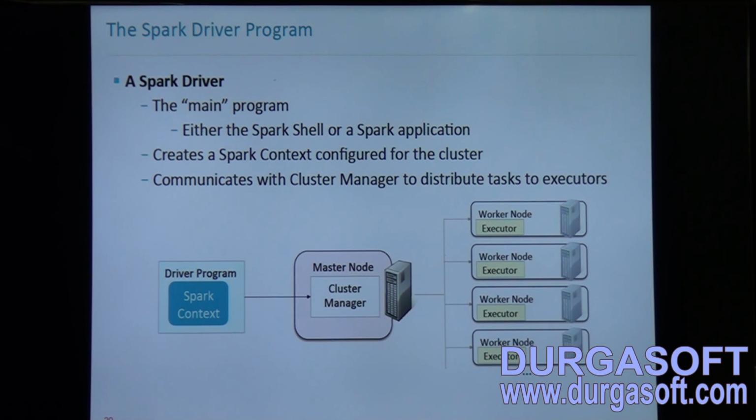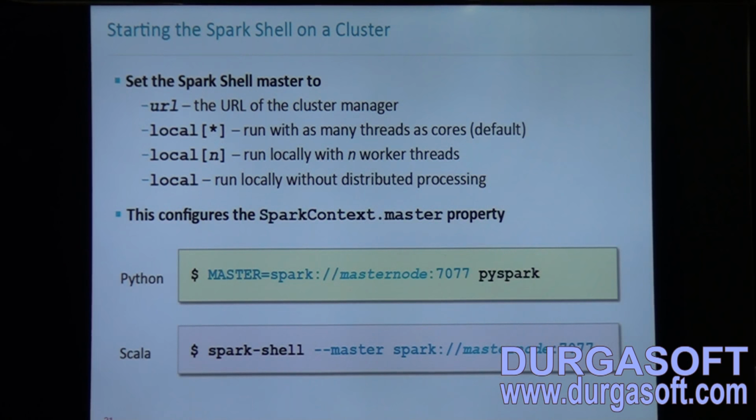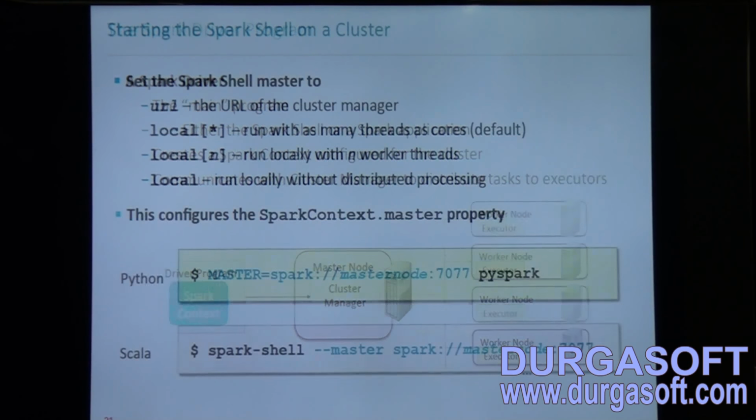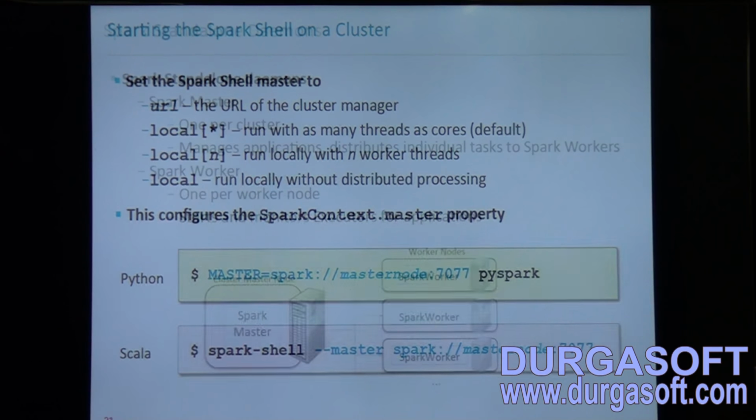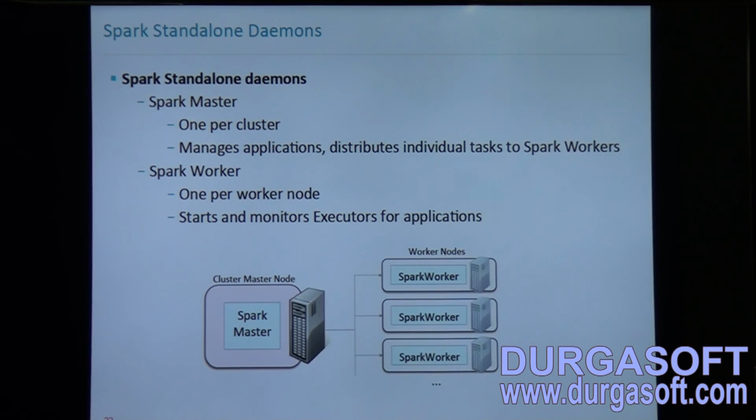So here the main program, either the Spark shell or a Spark application, creates a Spark context configured for a cluster and communicates with the cluster manager to distribute tasks to executors. So executors run tasks. Okay, right. This is the way we start the Spark shell. Set the Spark master. This is the path we are going to edit, and 7077 is the default port for the Spark master.